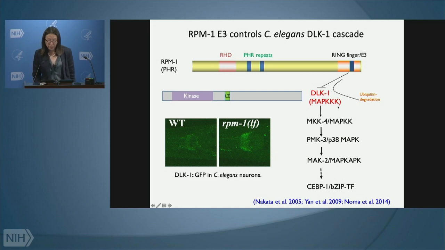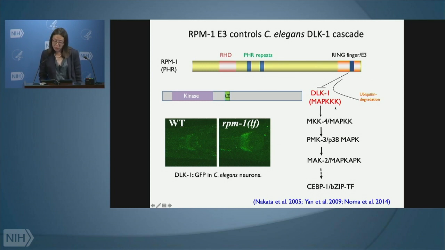We identified a MAP kinase cascade with C. elegans DLK-1 as the upstream kinase, MAP triple K, and then two downstream kinases, as well as a kinase, and finally a bZIP domain transcription factor. Knocking out each one of them will suppress the synaptic defects.